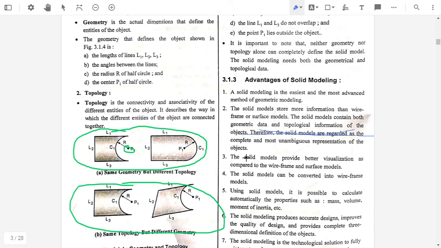The solid model provides better visualization as compared to the wireframe and the surface modeling. The visualization or representation of the object is good in solid modeling, or we will get a clear visualization of the object in the case of solid modeling. That's why solid modeling is the best, or it gives better visualization of the object.